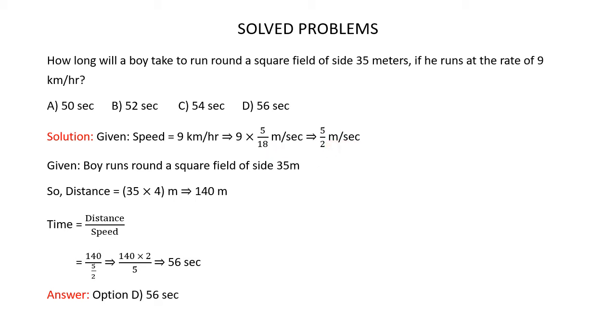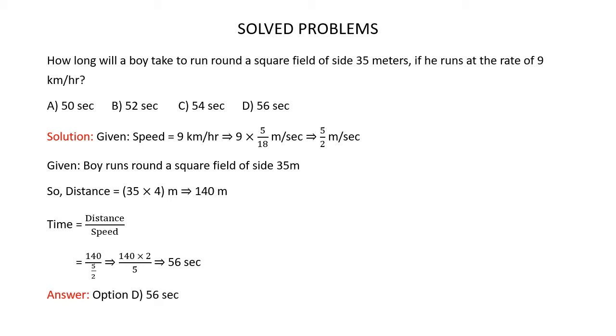Now it's given that the boy runs round a square field of side 35 meters. This means one side of the square field is 35 meters. We know that a square has 4 sides. So the distance run by the boy around a square field will be 35 multiplied by 4 meters, which is nothing but 140 meters. Now we know that the speed of the boy is 5 by 2 meters per second and the distance he has run is 140 meters.